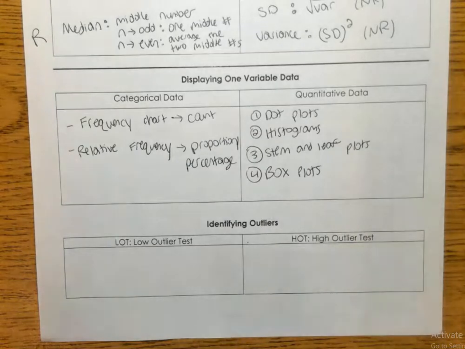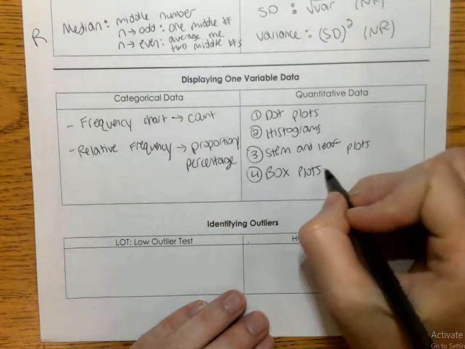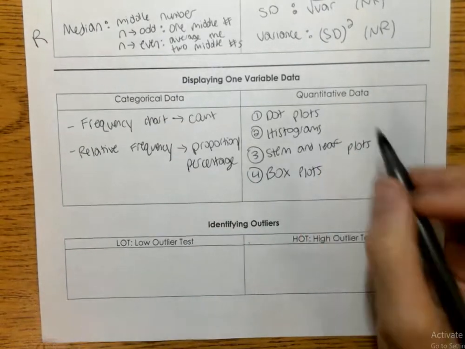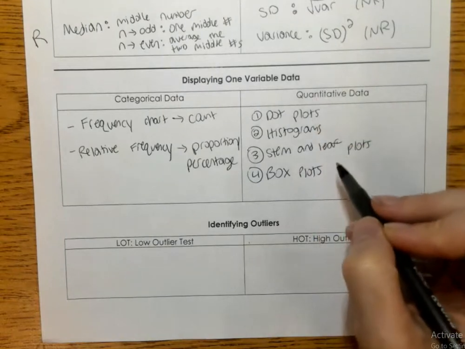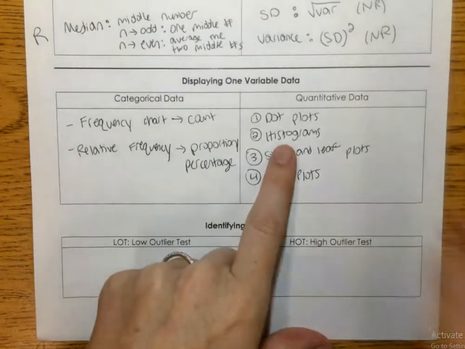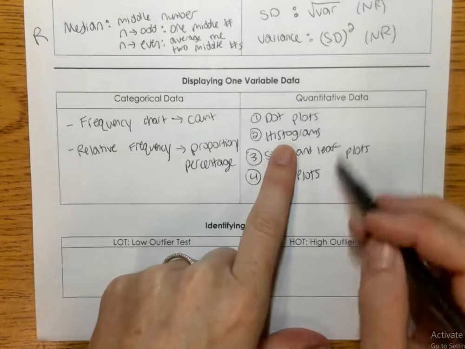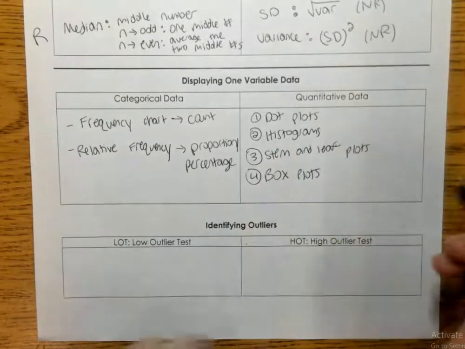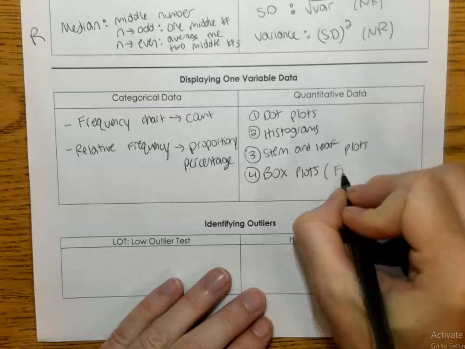All right, 2 of these do not give us the underlying data. Which 2 are we not able to see the data set? All right, I hope you said histograms and box plots. We cannot see the underlying data with the histograms or the box plots. We can with the dot and the stem and leaf. So with histograms, it gives us just intervals of ranges and we can see the count. Remember, box plots have the 5-number summary.